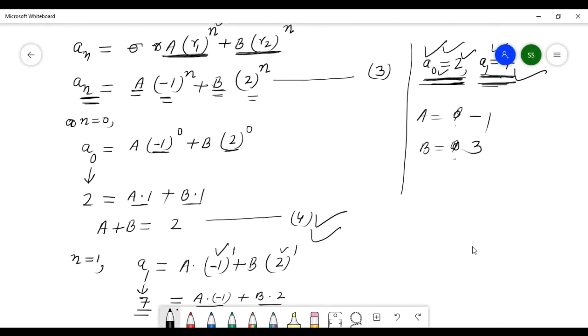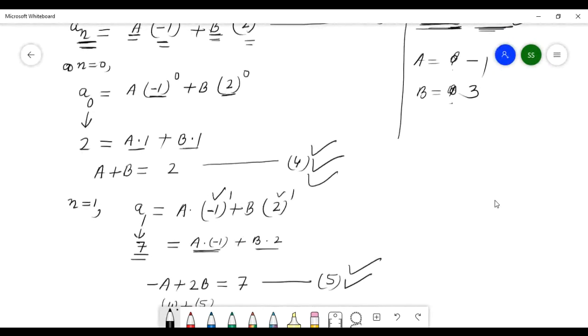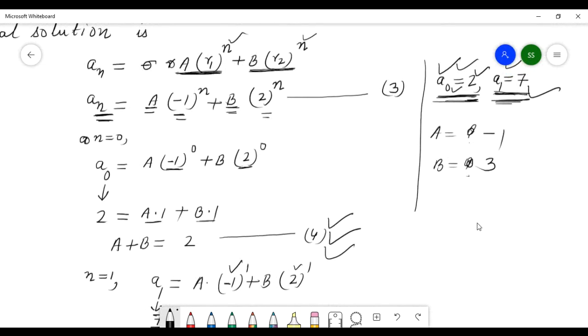Right? So first what you did here, you used the first condition in the general solution, then you get A equal to 2, equation 4. And the second condition a1 equal to 7, use in the general solution, then you get A plus B, which is equation 5. Then solving equation 4 and equation 5 you get A and B. So then what to do? Then put this A and this B in the general solution, and that is the final solution.